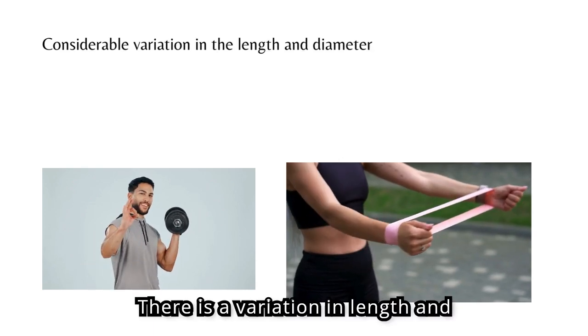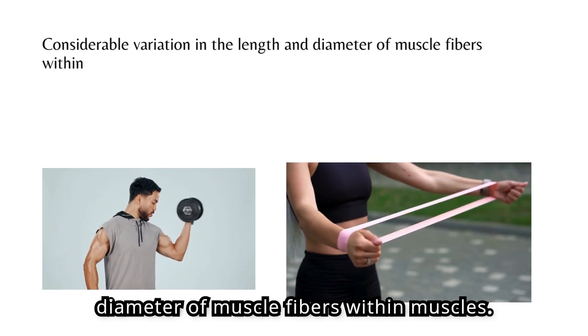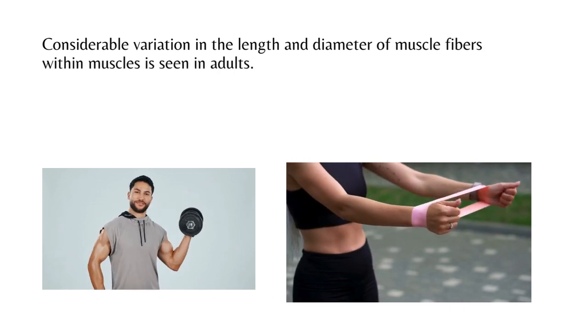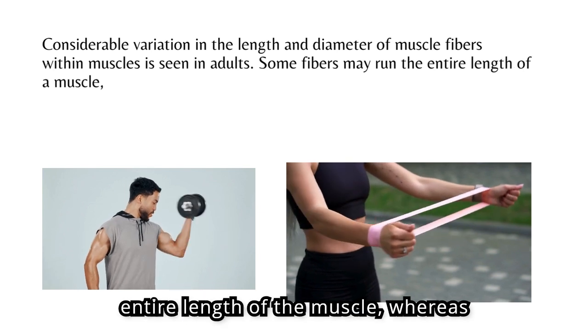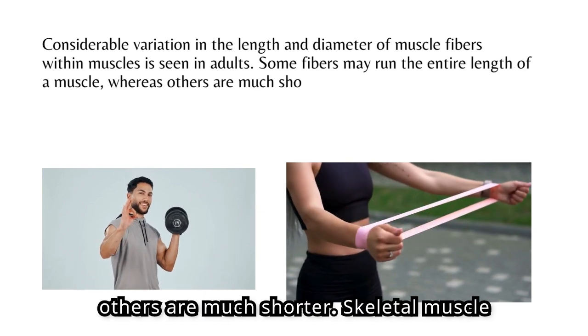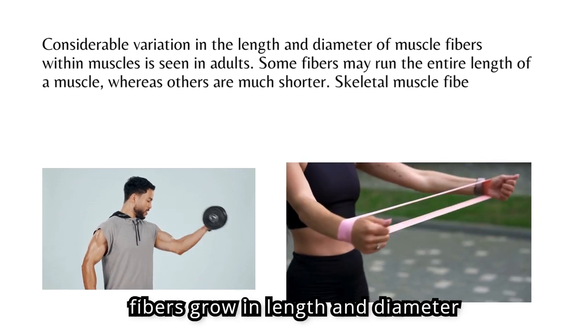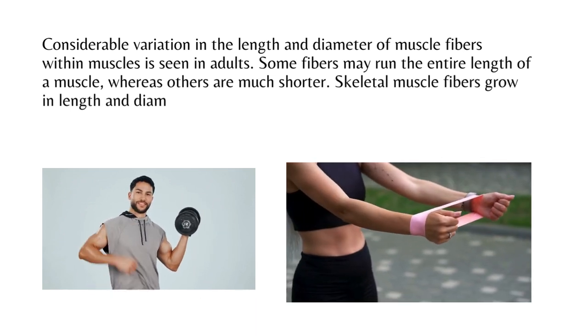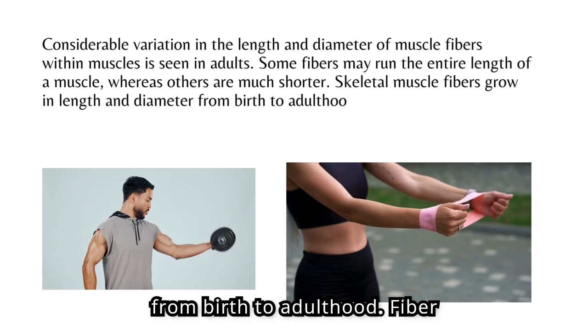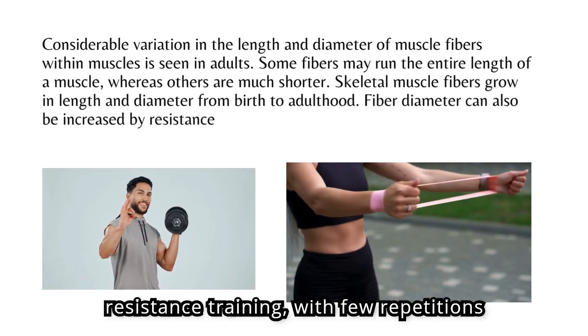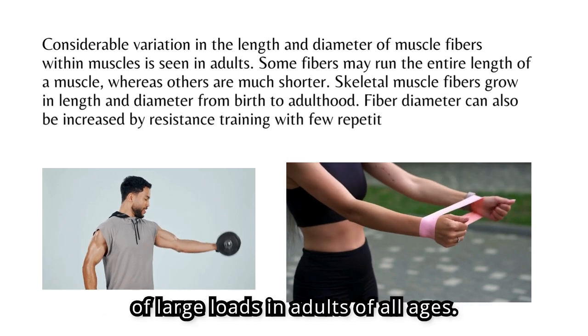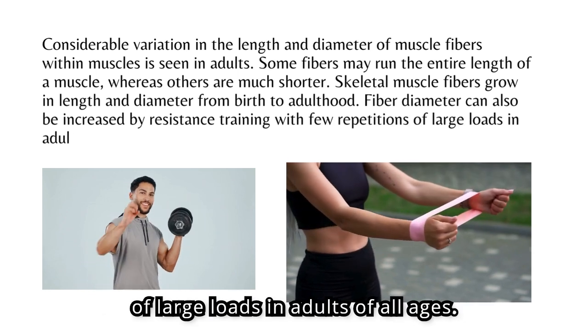There is a variation in length and diameter of muscle fibers within muscles in adults. Some fibers may run the entire length of the muscle, whereas others are much shorter. Skeletal muscle fibers grow in length and diameter from birth to adulthood. Fiber diameter can also be increased by resistance training with few repetitions of large loads in adults of all ages.